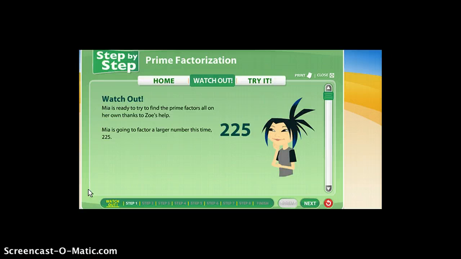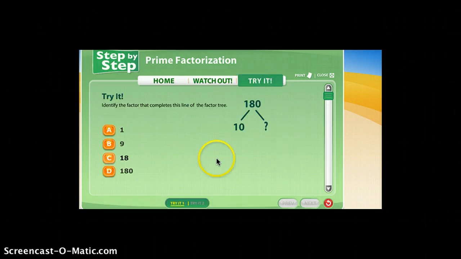Okay, so if you do go to this link, you can then go to the watch out, and you can watch them walk you through the steps once again. And then if you click on try it, you can do it on your own.